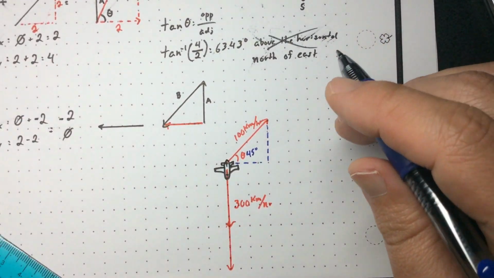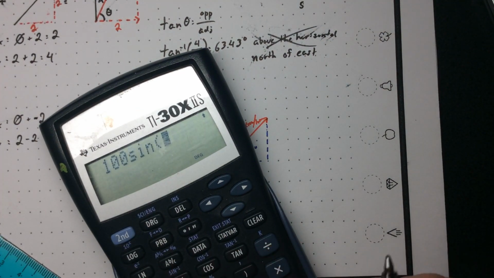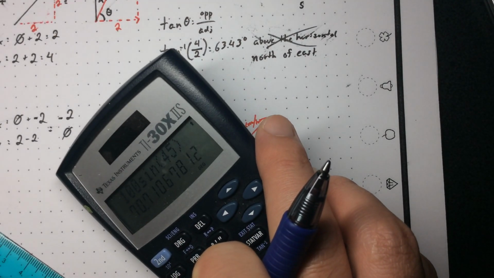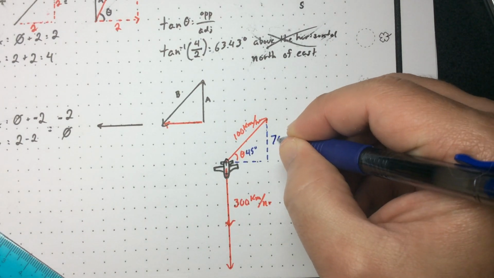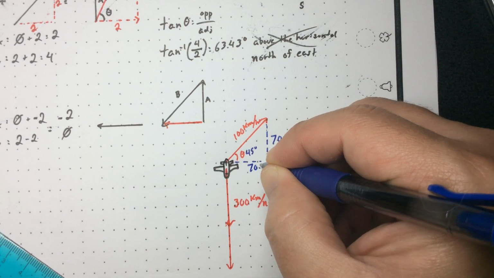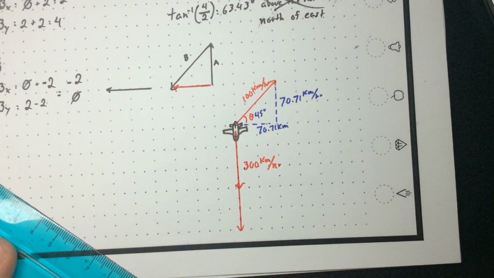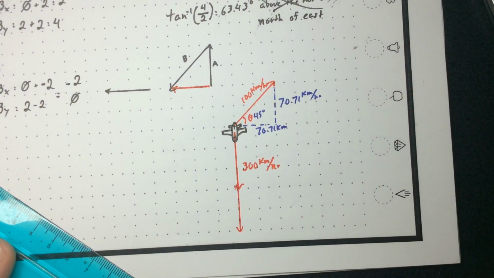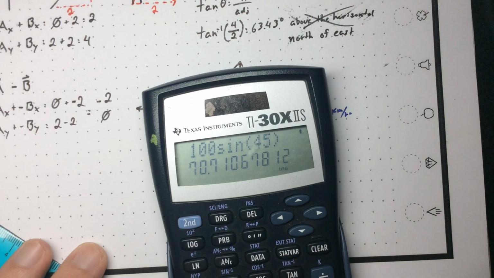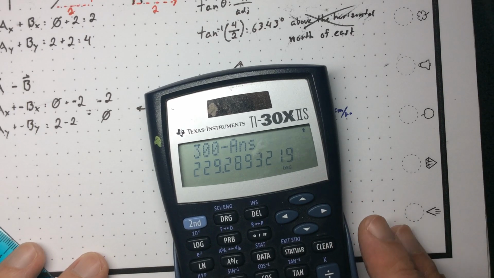Northeast is halfway. And if that's 45 degrees, I can just take 100 times the sine or cosine of 45 degrees. It's good enough. And I get 70.71 kilometers an hour. And so if we're flying into the wind, then this 300 is fighting 70.71 kilometers an hour. So I'm just going to say 300 minus my answer that I just got, and that's going to give me 229.29.